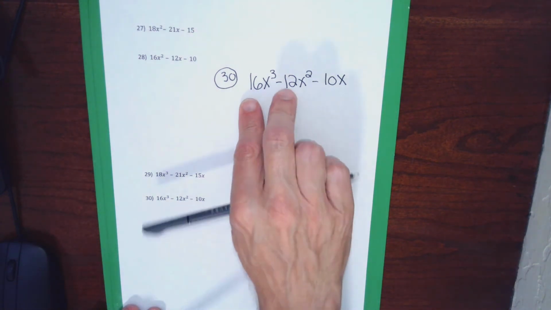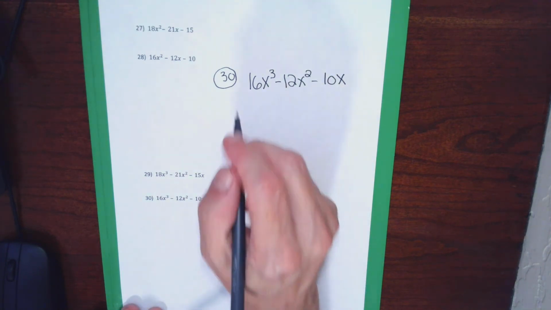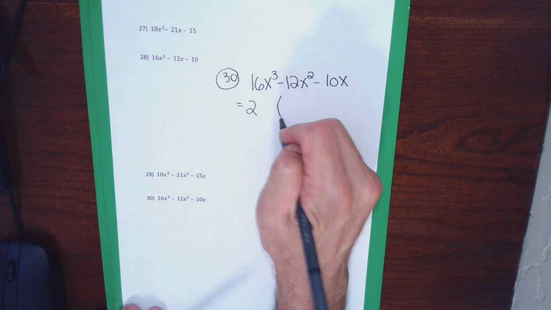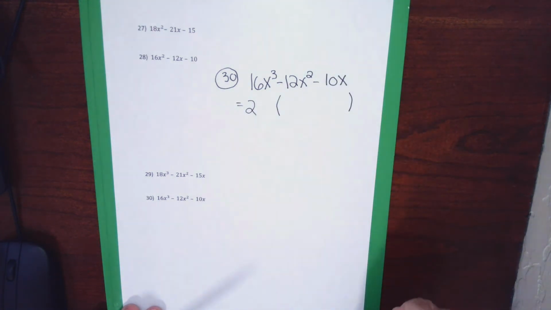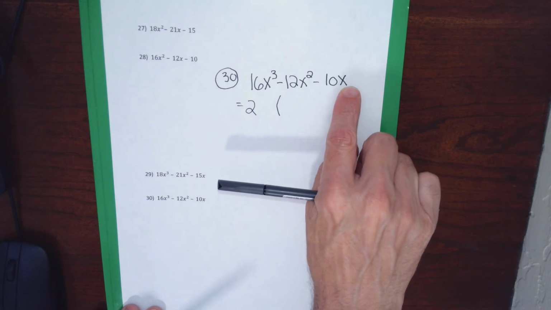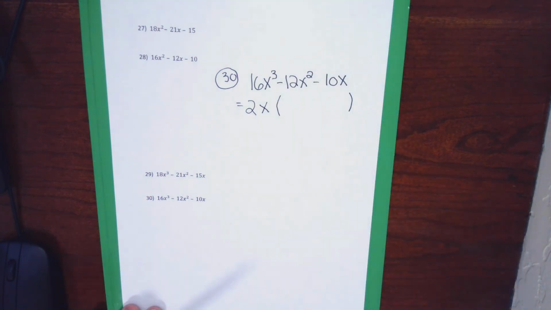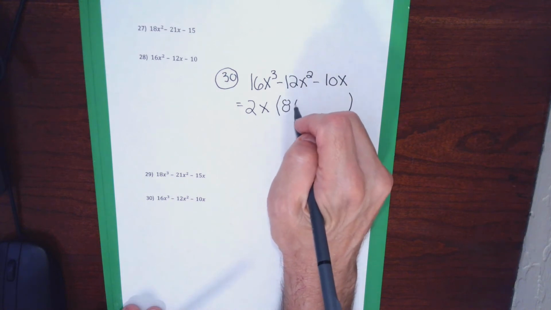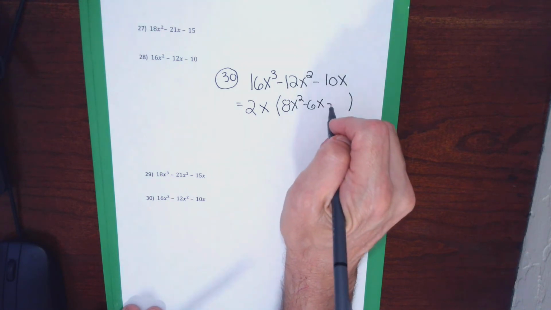2 is the largest number that divides evenly into 16, 12, and 10. My first step is going to be to pull out the common factor. The number part of the common factor is 2. Each of the terms in the original problem has an x. The smallest exponent is the x with the 10x. I'm going to factor that one out. Now I'm going to divide all the numbers by 2 and take an x away and be left with 8x squared minus 6x minus 5.